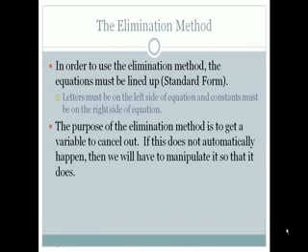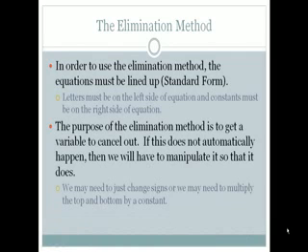The purpose of the elimination method is to get a variable to cancel out. If this does not automatically happen, then we will have to manipulate it so that it does. We may need to just change the signs of one of the equations, or we may need to multiply the top and the bottom by a constant. Again, the purpose of the elimination method is to get one of our variables to cancel out, and when this happens, we will have an equation with one letter that we know how to solve.